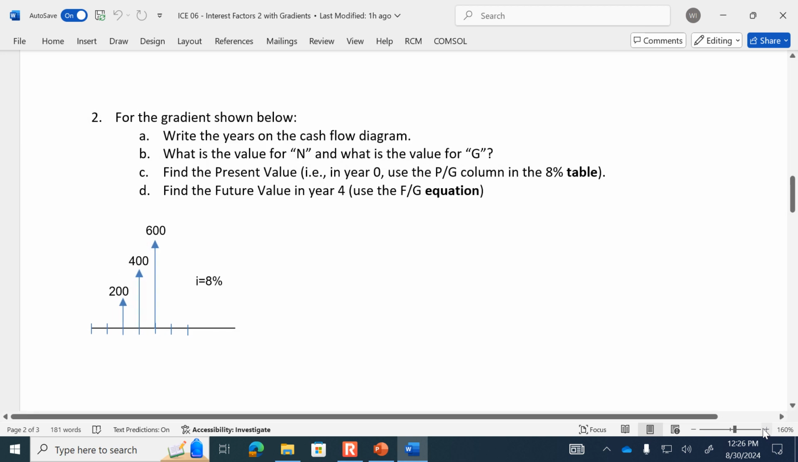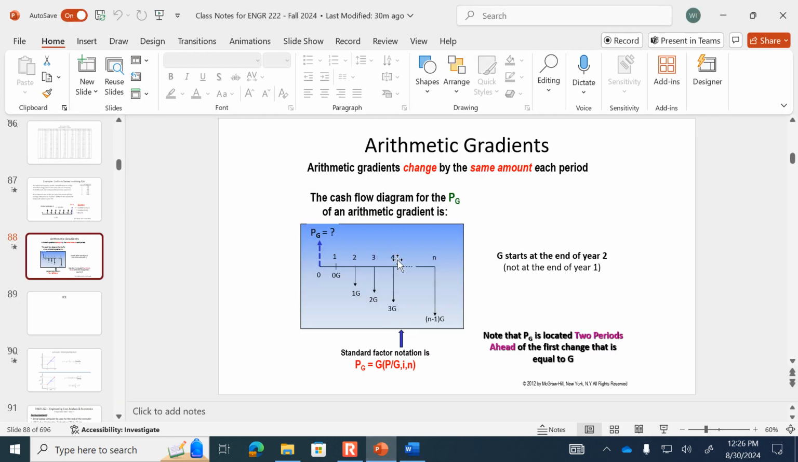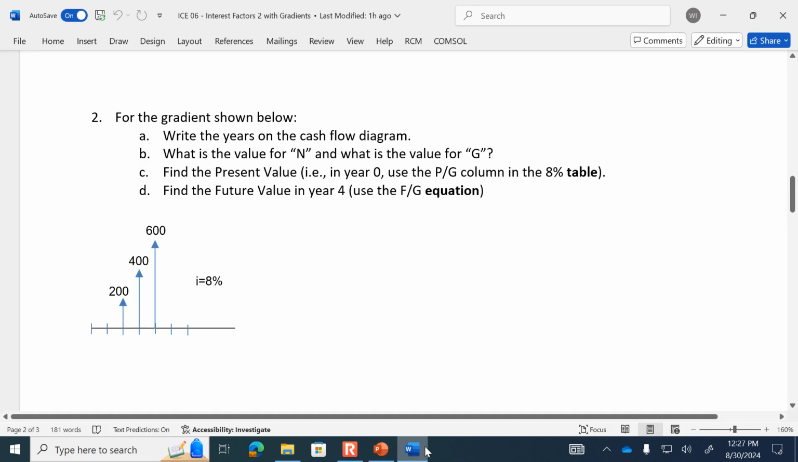Let me just interrupt you for a quick second and mention something. Gradients are the same as annual series in the sense that F is in the same year as the last amount. So you know how with an annual series, if you convert it to an F, the F is in the same year as the last A? The same thing is true here. I showed you the diagram of what it looks like for P versus G, but for F versus G, it's that case where F is in the same year as the last bit of the gradient. So you'll need that for problem 2.